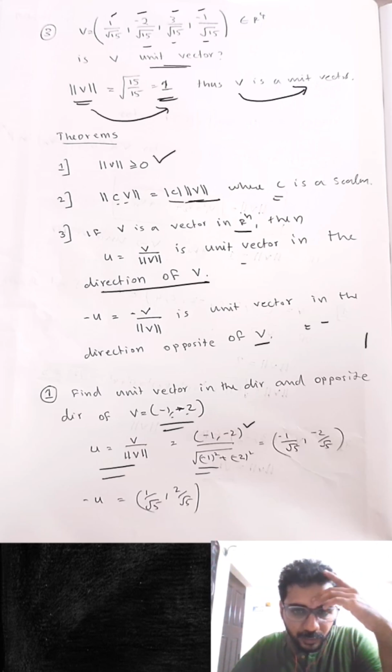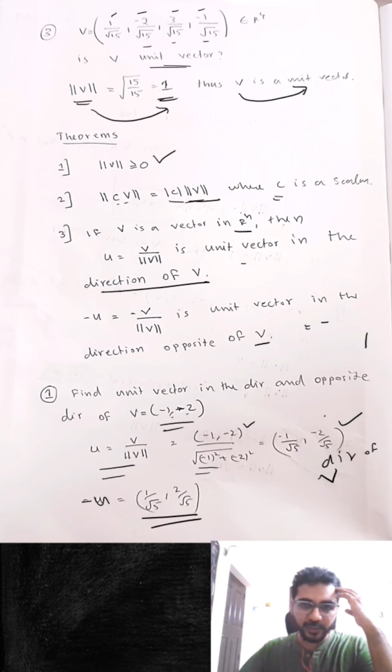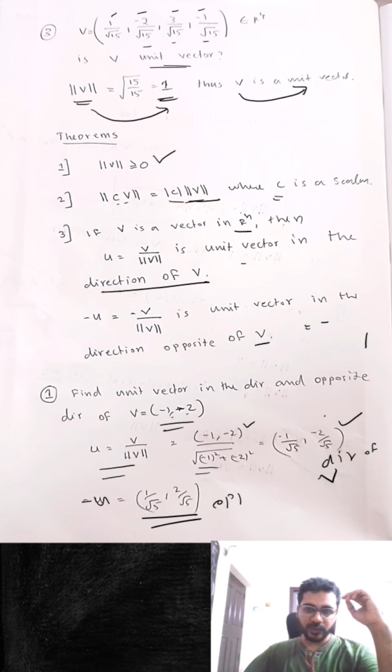Now this is the unit vector in the direction of v. Now we need to calculate the opposite direction, which we take as minus u, which is equal to 1 by root 5 comma 2 by root 5. That is the opposite direction of v. That's a unit vector in the opposite direction of v.